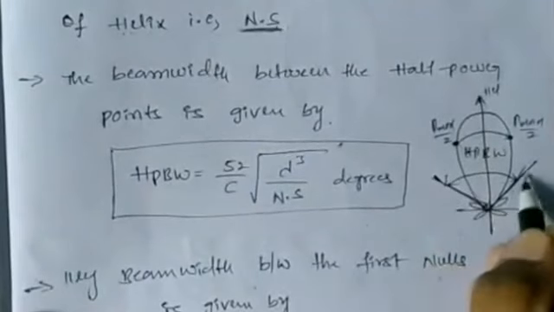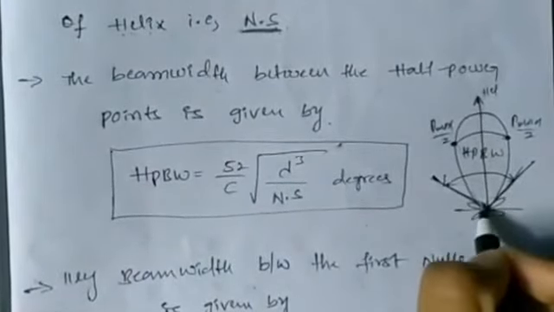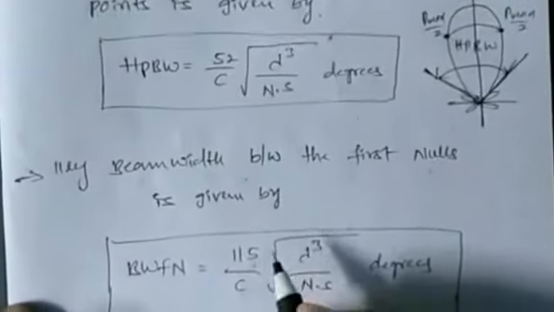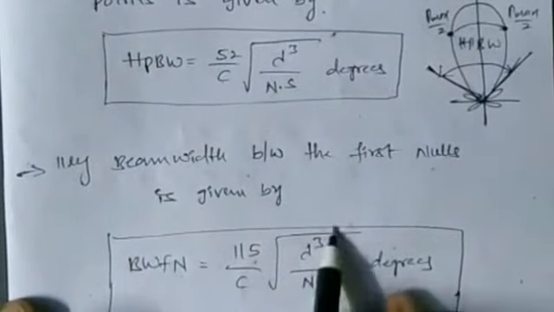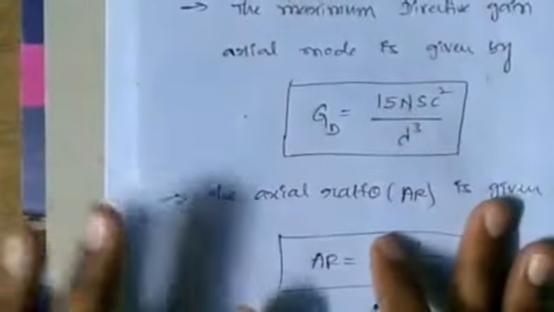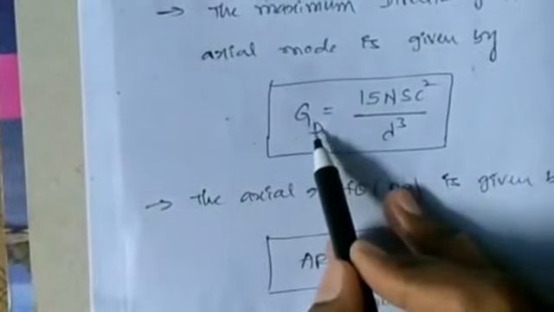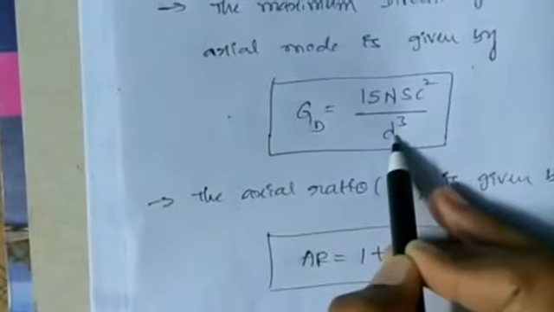Now between the two first nulls we find the beam width, that is nothing but the beam width between the first nulls. Coming to the axial mode, the beam width between the first nulls is 115 by C times the root of lambda cube by N into S, in terms of degrees. And for finding the directivity, we have a formula in the axial mode of radiation: GD equals 15 N S C square by lambda cube.